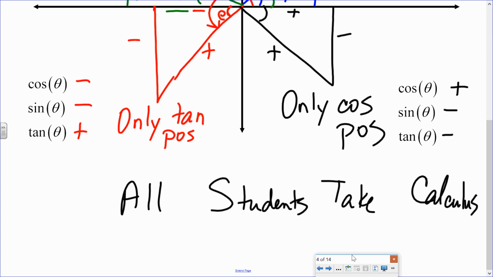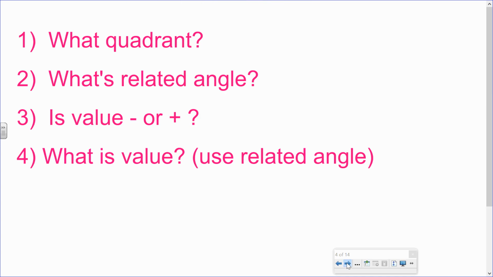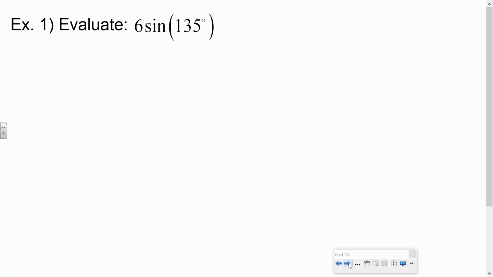So here's the process that we're going to use on these. We're going to draw the picture, including the axes, not just the triangle. Start with the axes. Which quadrant are we in? Draw the triangle so we can figure out the related angle. Are we talking what's positive, what's negative, what numbers? So let's try it out here with some examples.